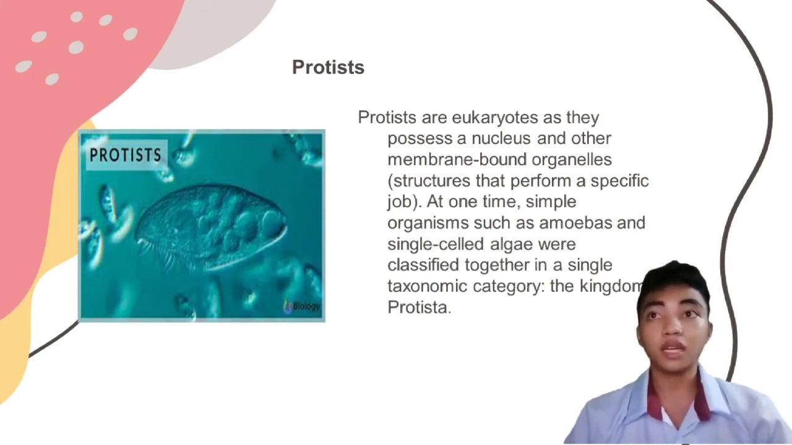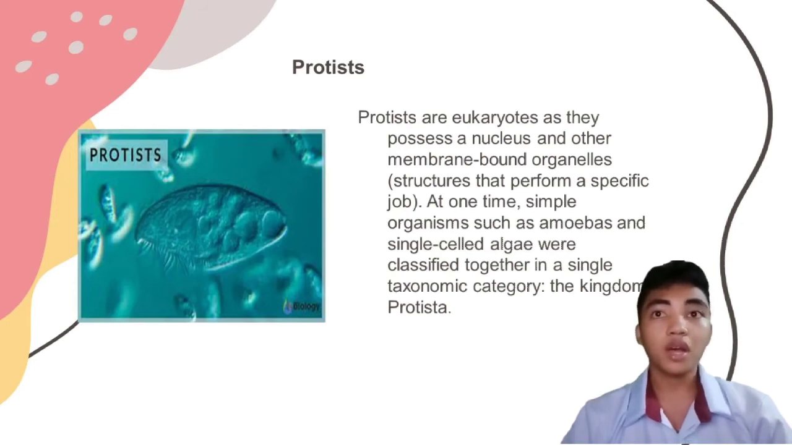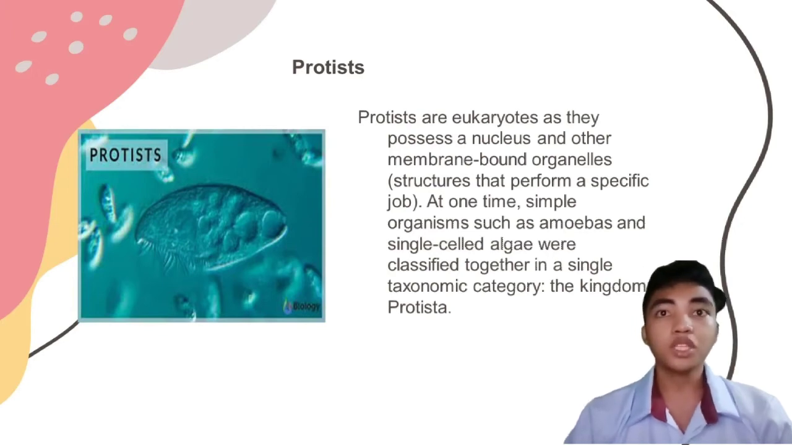Simple organisms such as amoebas and single-celled algae were classified together in a single taxonomic category, the kingdom Protista. Protists, like other eukaryotic cells, have a distinct central compartment known as the nucleus. They also have specialized cellular machinery known as organelles, which perform specific activities within the cells. Plastids can be found in photosynthetic protists, such as algae.